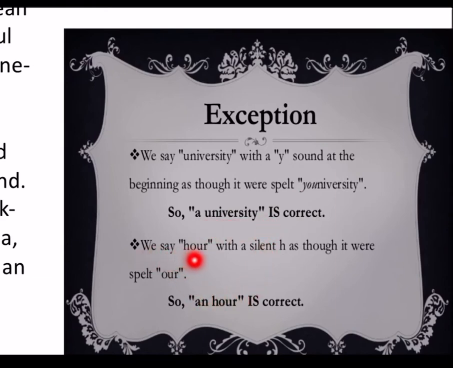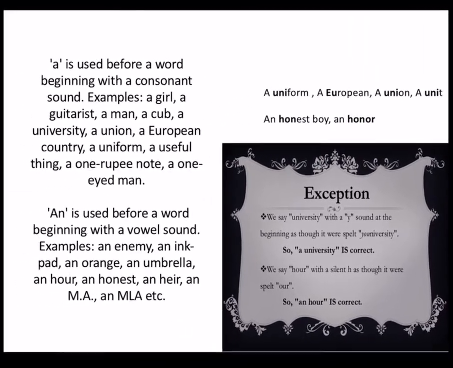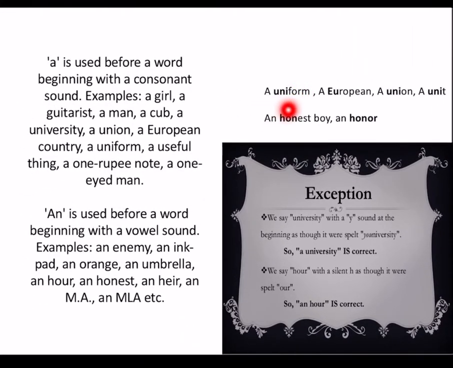Similarly, we say hour with a silent H, as though it was spelled our. So it should be an hour. When we pronounce hour, we do not say har, we say our, and O is a vowel sound, hence we use an in front of it. Here are some examples. A uniform, like I told you, the pronunciation of uni is actually you, that is why we use a in front of it. Similarly, a European, a union, a unit. Even the word useful will come in this category. So, a useful thing and not an useful thing.